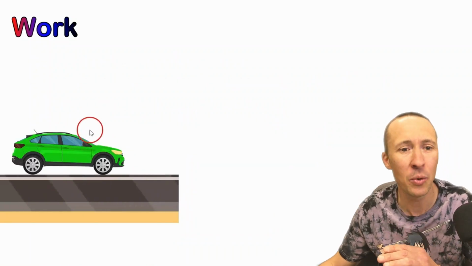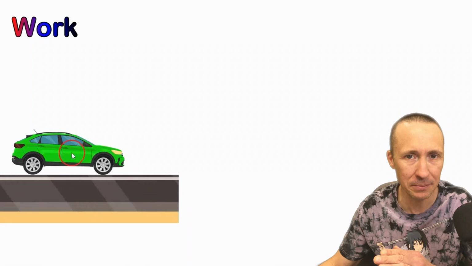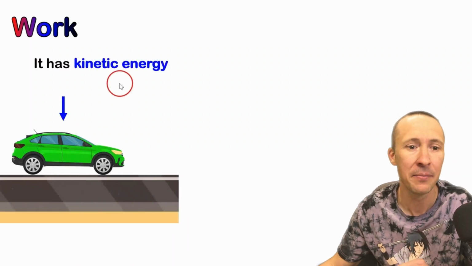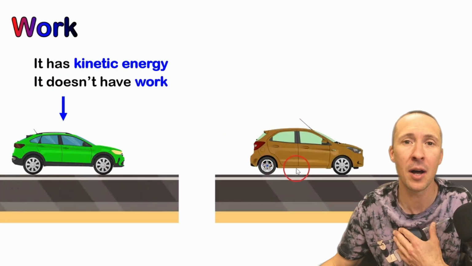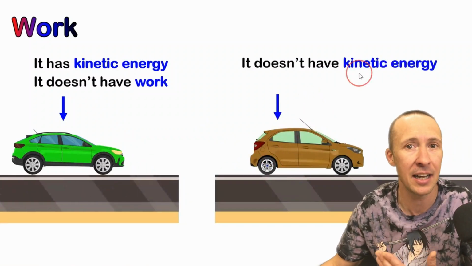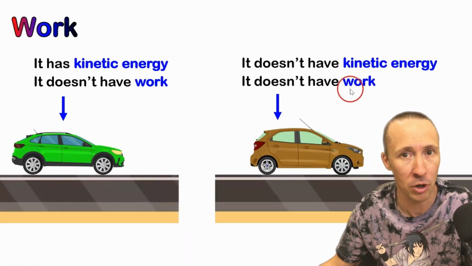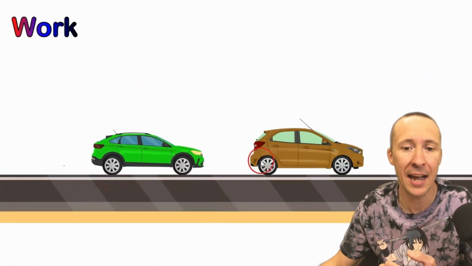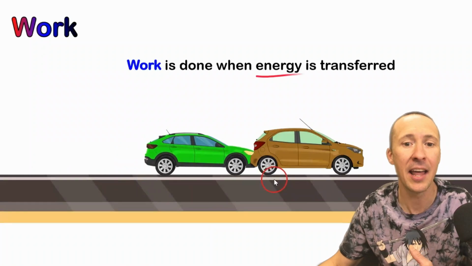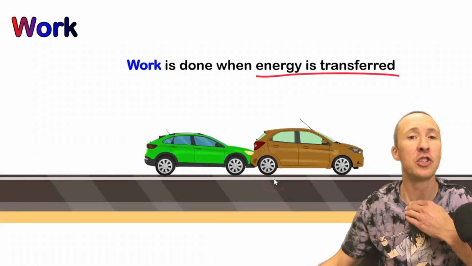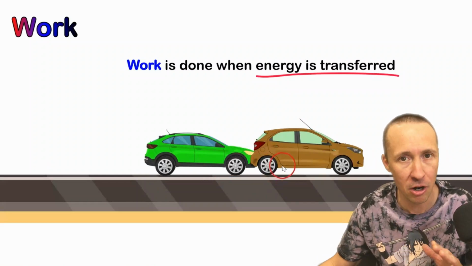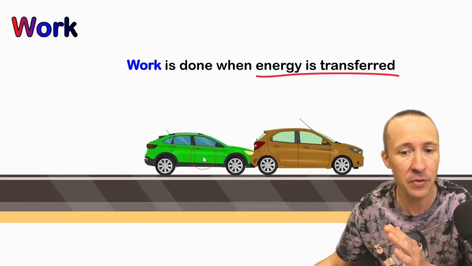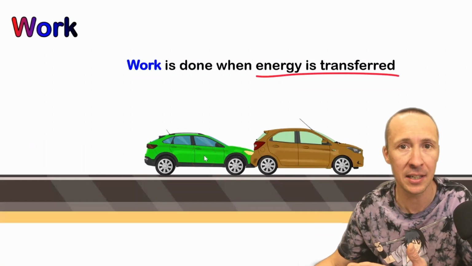And what is work? Well, if we imagine a car that's moving, it has kinetic energy. It doesn't have work. Okay? Same thing with a car that's not moving. If it's not moving according to us, it doesn't have any kinetic energy, and it also doesn't have work. But when the moving car slams into the stationary car, then work is being done during the collision. When energy is being transferred, when the stationary car starts speeding up, and the moving car starts slowing down, work is being done. But after the collision, there is no work.